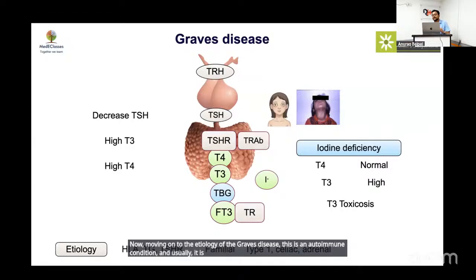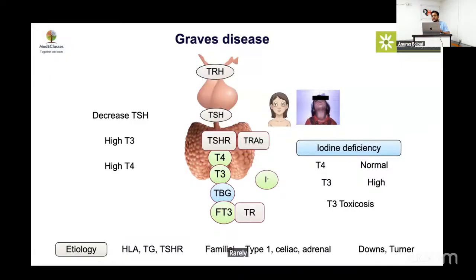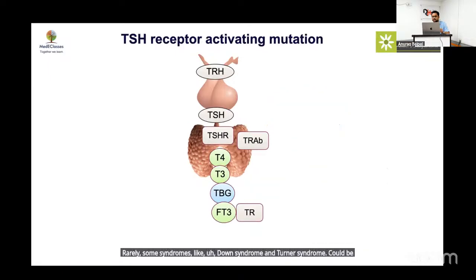Now moving on to the etiology of Graves' disease, this is an autoimmune condition, and usually it is associated with other autoimmune conditions like type 1 diabetes, celiac disease, or adrenal insufficiency. Rarely, some syndromes like Down syndrome and Turner syndrome could be associated with Graves' disease.